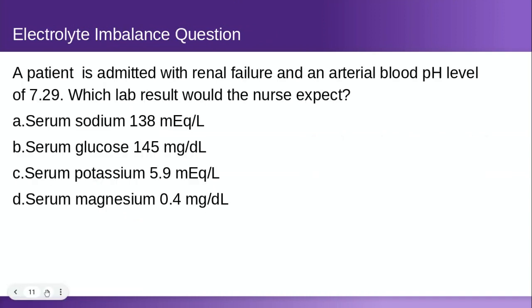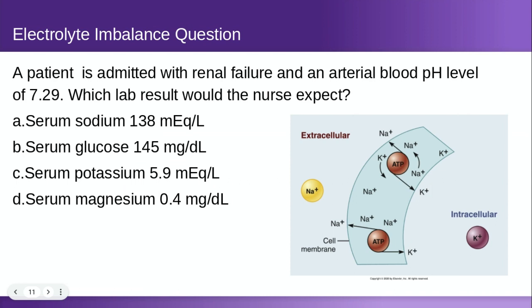And here is a little practice question for us. We have a patient who is admitted with renal failure. So let's think back. What was the electrolyte imbalance associated with renal failure? Can you remember? Potassium, right? And what happens with our renal failure patients? Do they have potassium that's too high or too low? Too high, right? Okay, and then they have an arterial blood pH level of 7.29. So we're going to learn that 7.29 is actually a low pH.